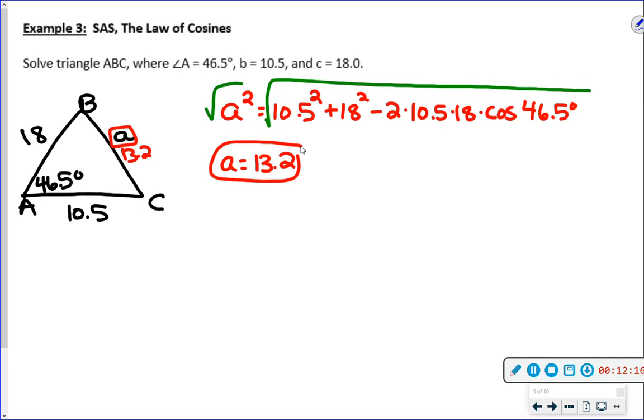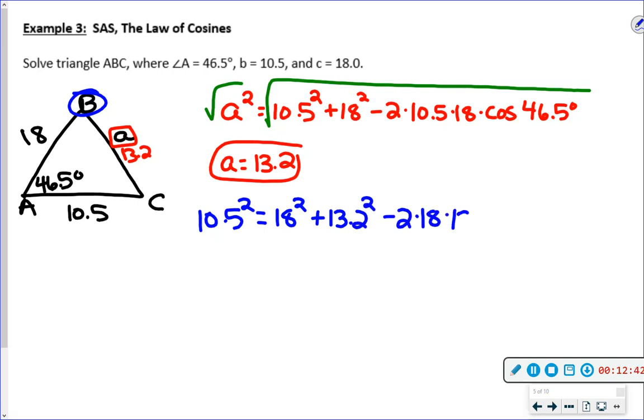Doesn't matter which angle we find. We need B and C, so I'm just going to pick one. I don't know, I'm going to be lame and go alphabetical order. I'm going to find angle B next. Then clearly I can do C because it'll all add to 180. Okay, so I'm going to start with the side across from it, 10.5 squared. I'm going to add up my other two sides squared, the 18, the 13.2 squared, minus 2 times those sides, times the cos of the angle across the side we started with, which is angle B.